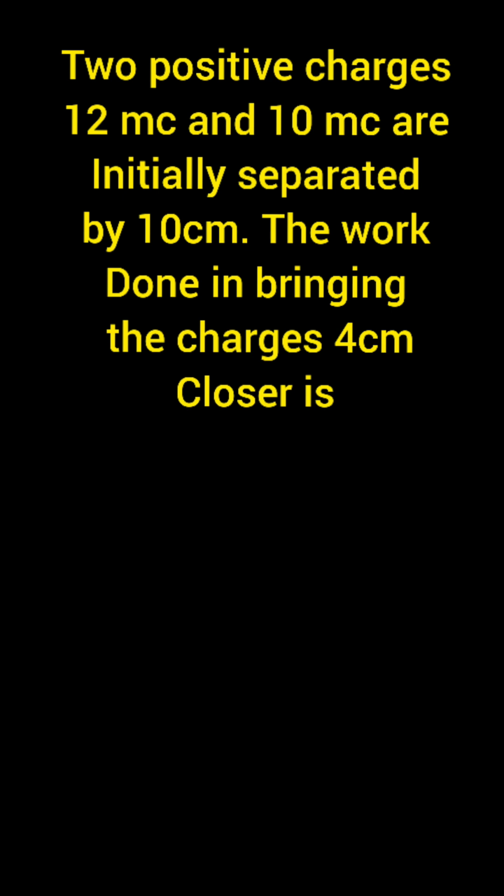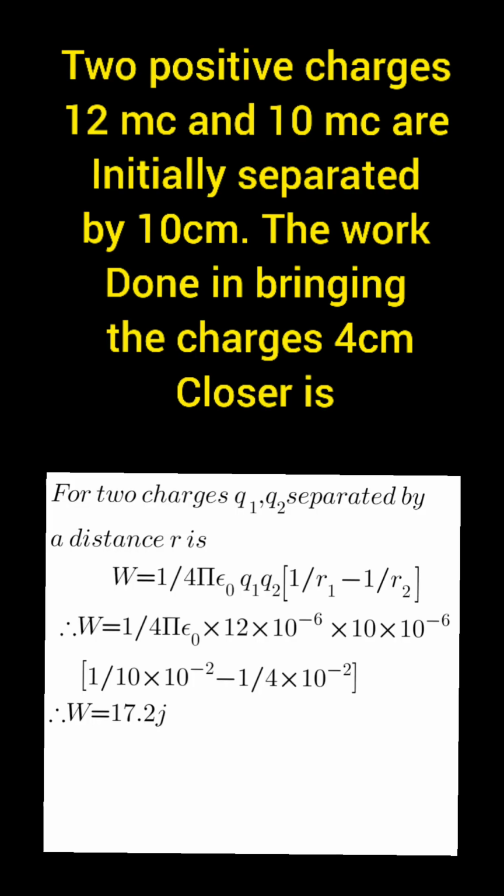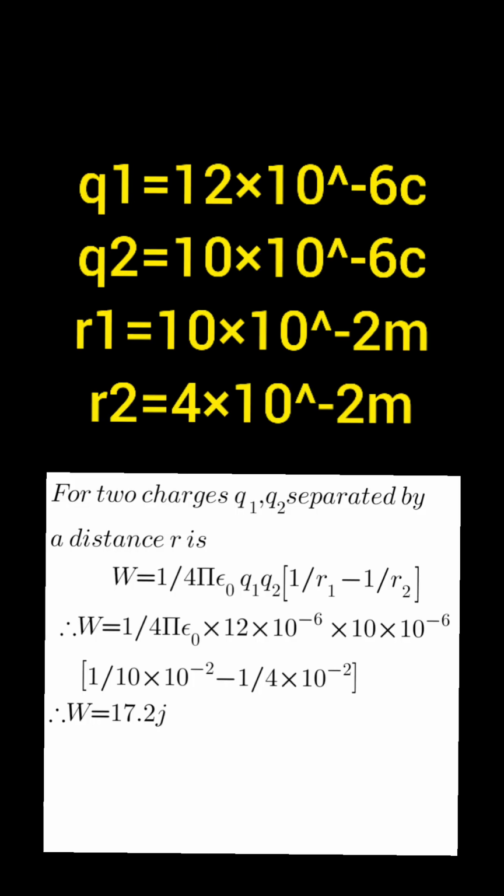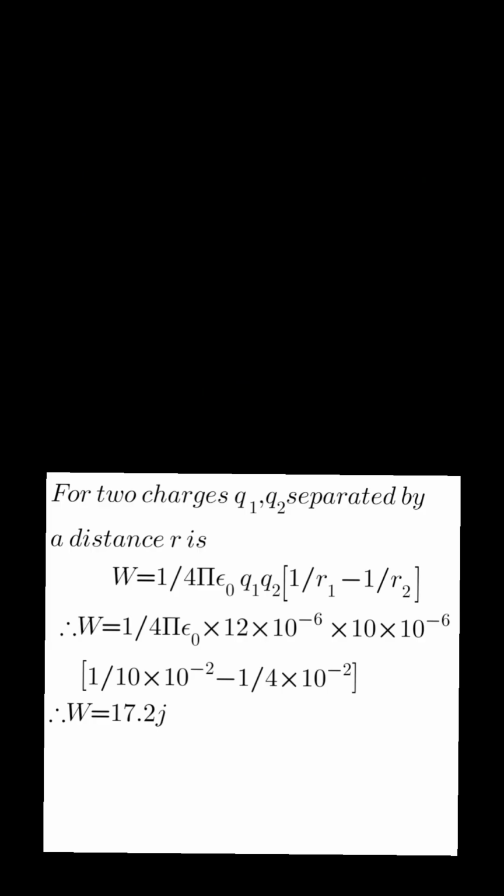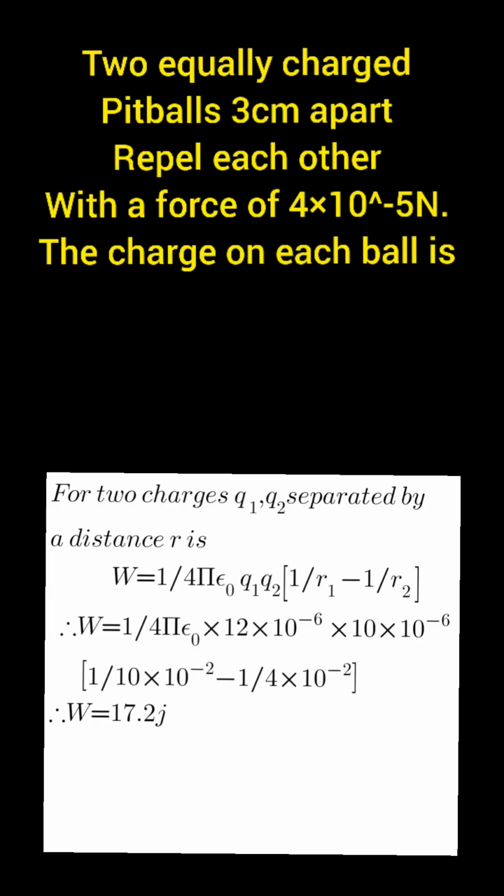Two positive charges 12 microcoulombs and 10 microcoulombs are initially separated by 10 centimeters. The work done in bringing the charges 4 centimeters closer is. Here Q1 is equal to 12 microcoulombs, Q2 is equal to 10 microcoulombs, R1 is equal to 10 centimeters, R2 is equal to 4 centimeters. On substituting all these values in the formula, W is equal to 1 by 4 pi epsilon naught Q1 Q2 into 1 by R1 minus 1 by R2, we will get work done is 17.2 joules.